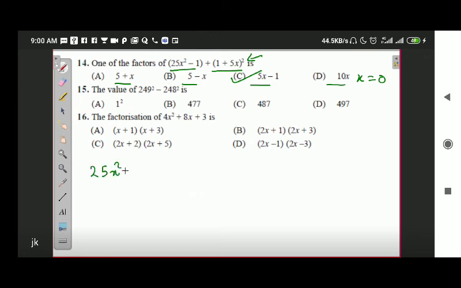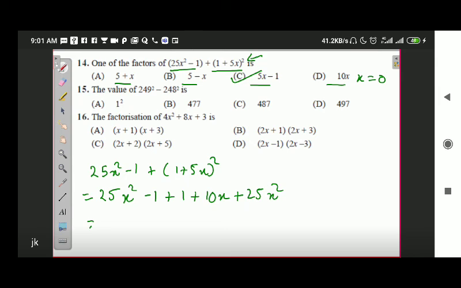25x square minus 1 plus 1 plus 5x whole square. On simplifying it, I am applying a plus b whole square formula here. 25x square minus 1 plus 1 plus 10x plus 25x square. So this will be 50x square plus 10x and that's it. Plus 1 minus 1, 0. If you factorize it, you take 10x as common. This will be 5x plus.